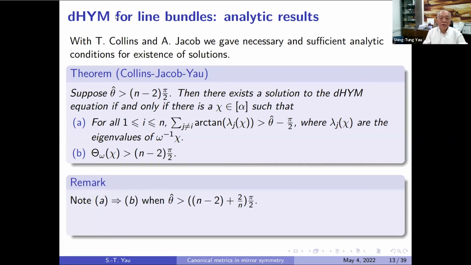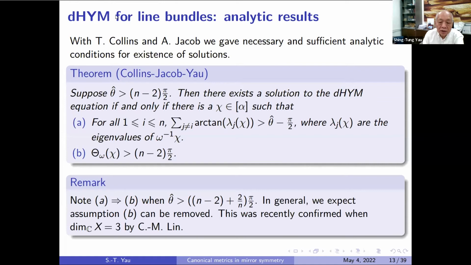We thought already at that point that A should imply B when theta hat is bigger than (n−2+2/n)π/2. And this was removed by people like Lin, who did a good job when the dimension equals 3. I think also in dimension 4.